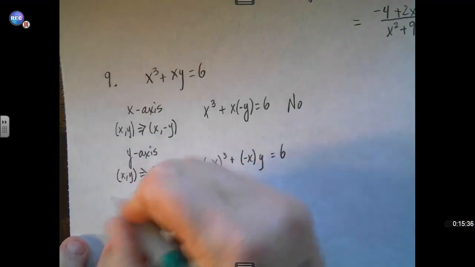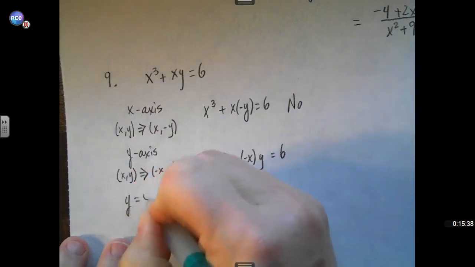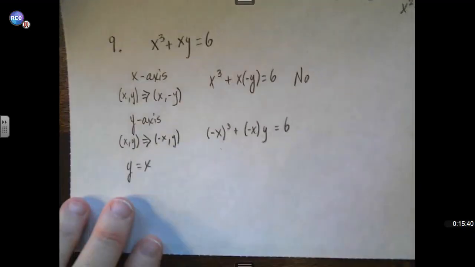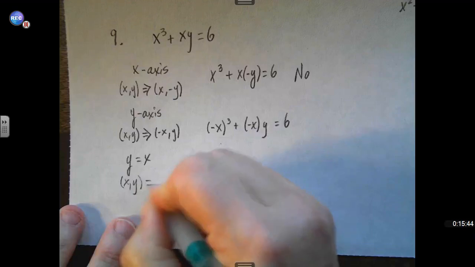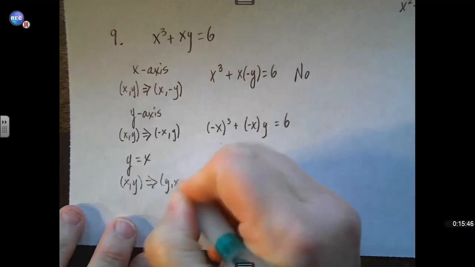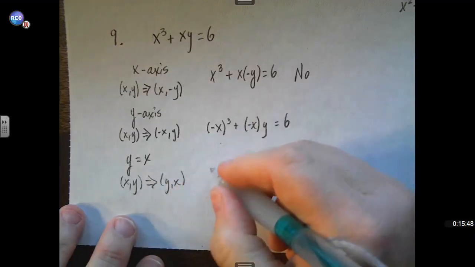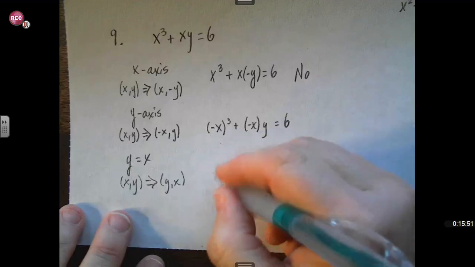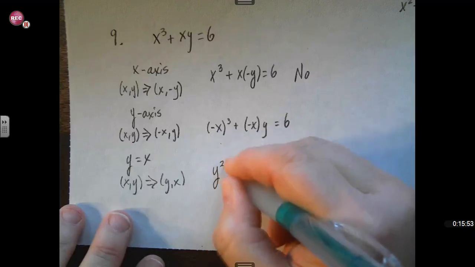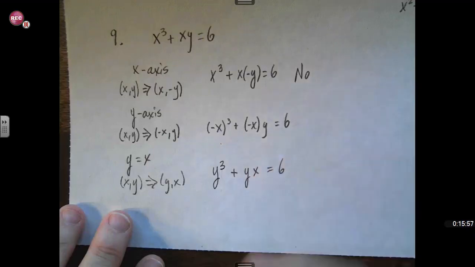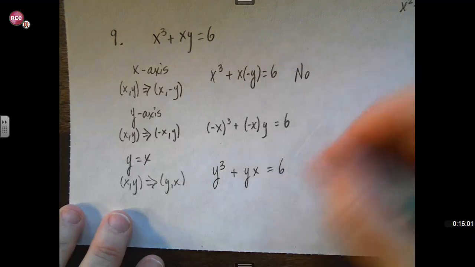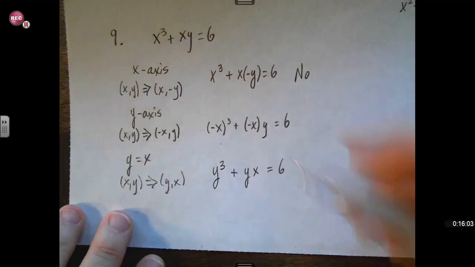And next on my list is the line y equals x, and to check for symmetry in the line y equals x, xy gets mapped into yx. So I interchange x and y, which will give me y cubed plus yx equals 6. Is that the same equation? It is not, because y cubed is not the same as x cubed.